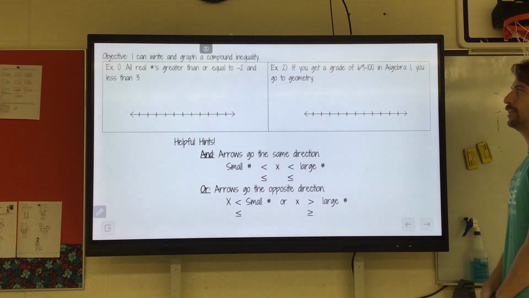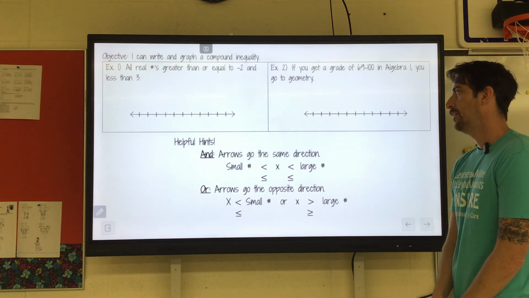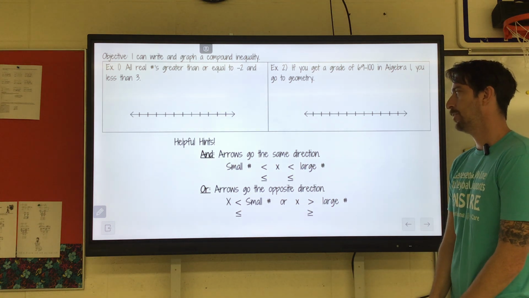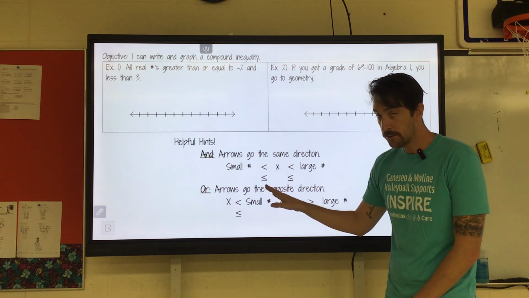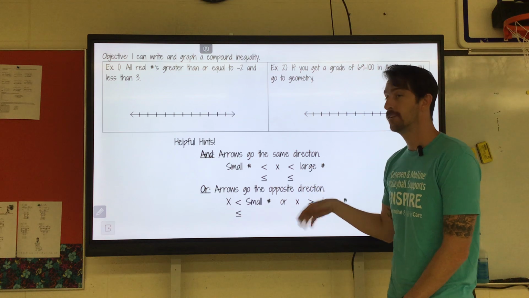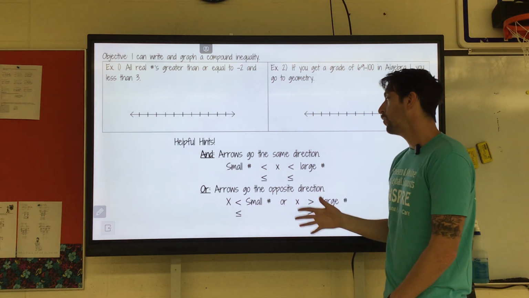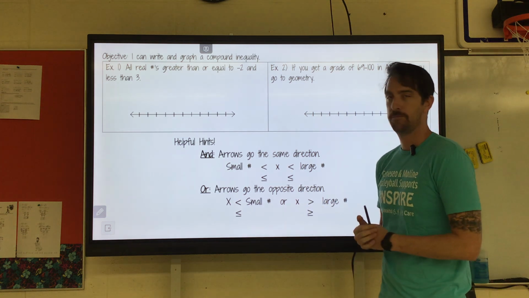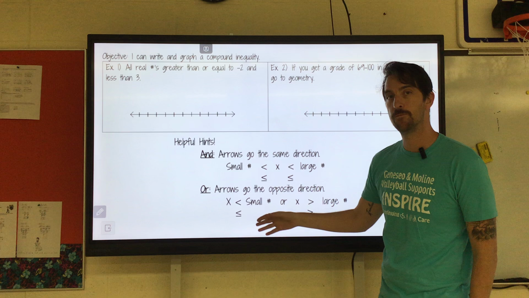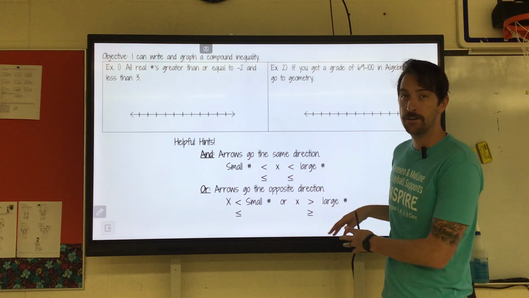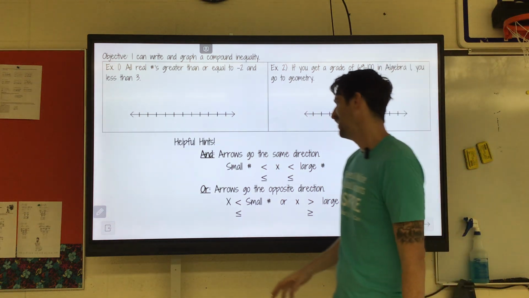I can write and graph a compound inequality. Look at these helpful hints. And problems, the arrows go in the same direction. So you have the small number is less than or equal to x is less than or equal to the larger number. Or ones, the arrows go in the opposite directions. So you'll have x is less than or equal to the small number, or x is greater than or equal to the larger number.